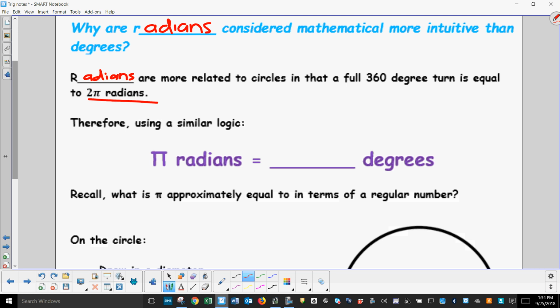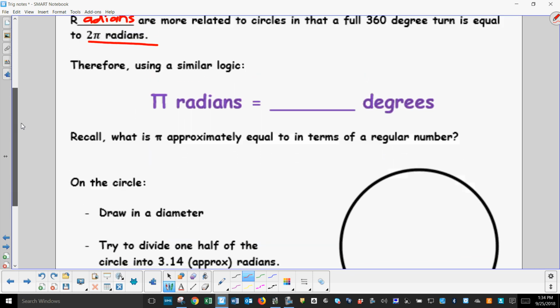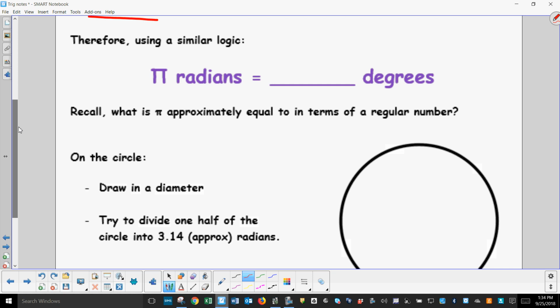Okay, so if you're talking about degrees, a full turn would be 360 degrees. If you're talking about radians, 2 pi radians is a full turn. So in a whole circle, there are 2 pi radians. You could just remember that a full turn, 360 degrees, is the same as 2 pi radians. I tend to use pi radians equals, that's just my way I've always remembered since I was a kid.